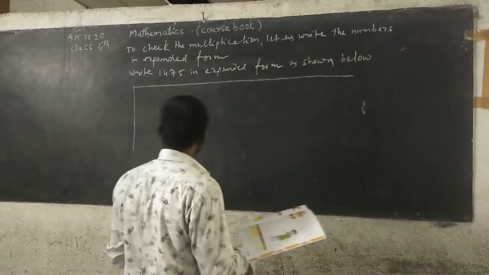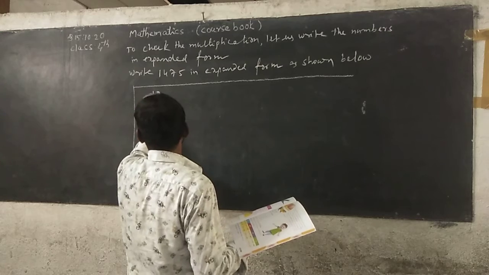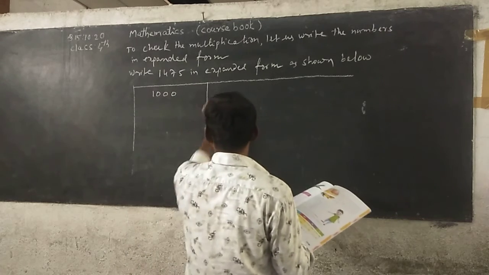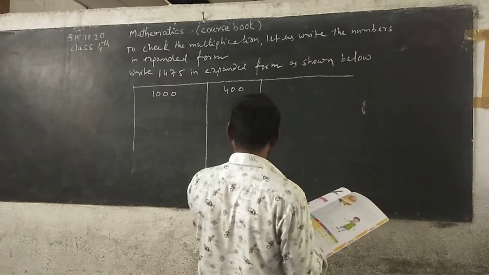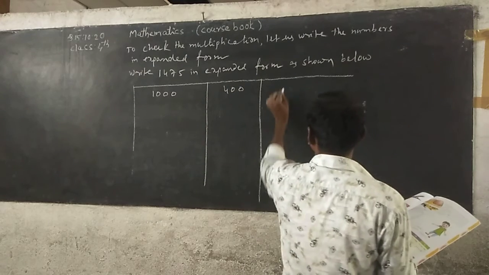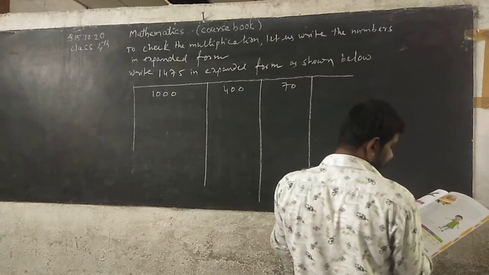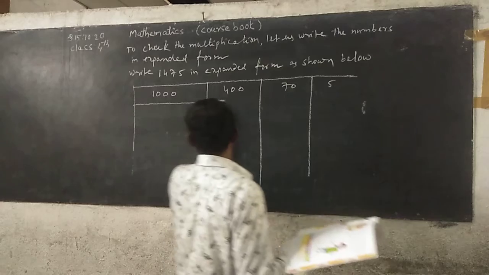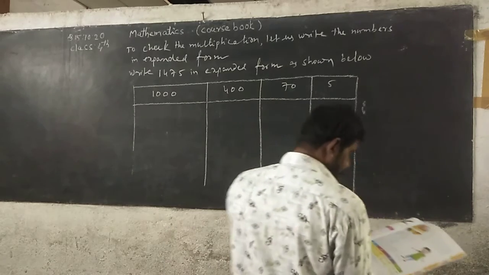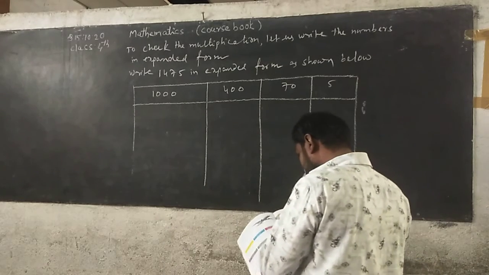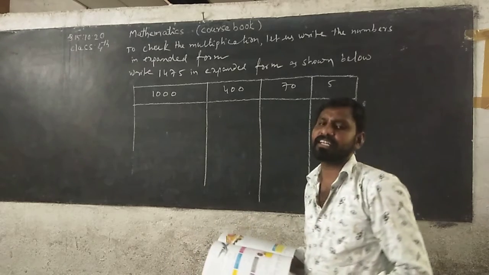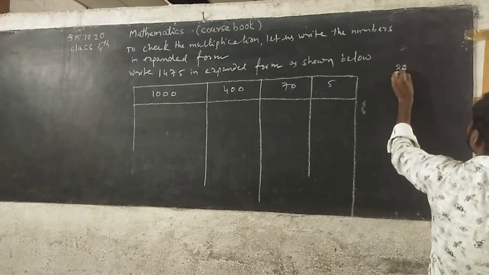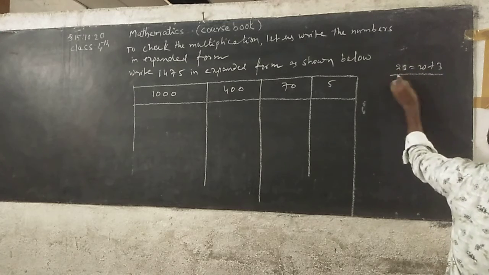So 1 is in the thousands place, 1000. 4 is in the hundreds place, 400. 7 is in the tens place, 70. 5 is in the ones place, 5 ones, 5. See here, multiply with 23, which means 20 plus 3. So the expanded form of 23 means 20 plus 3.